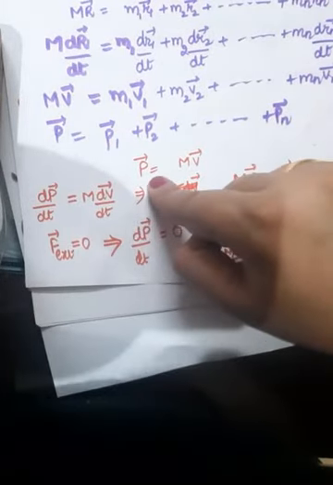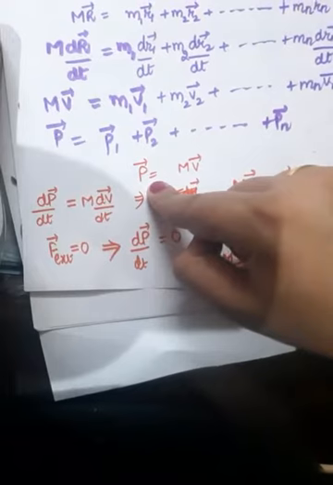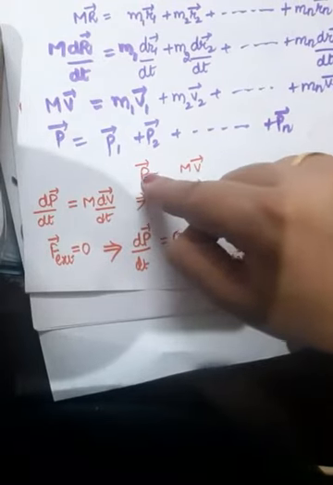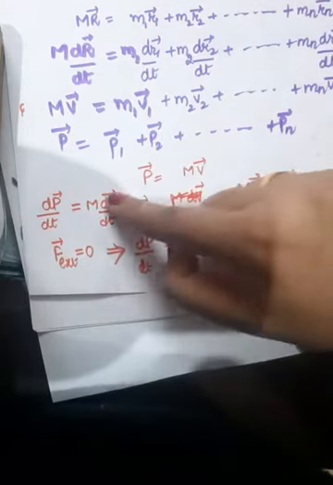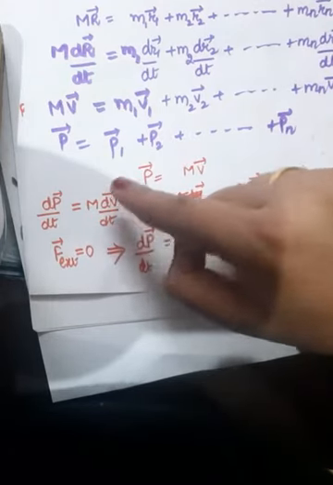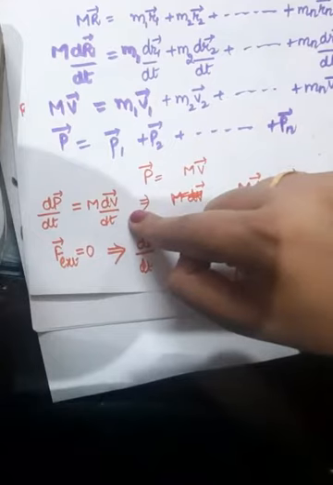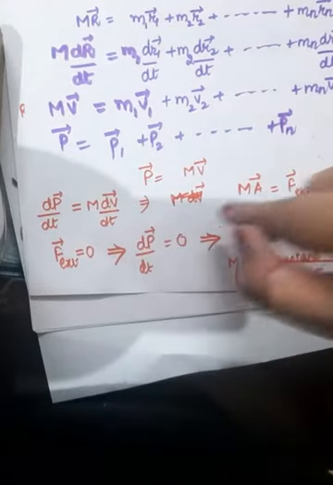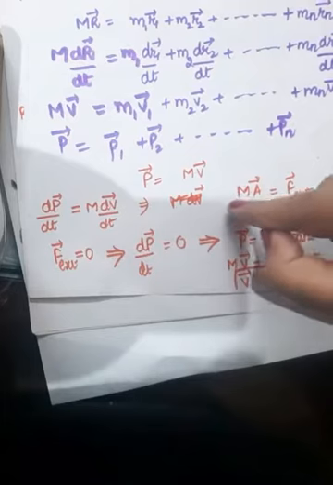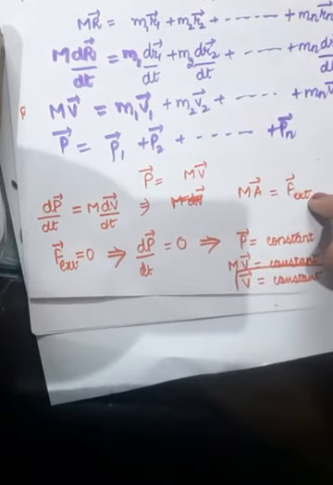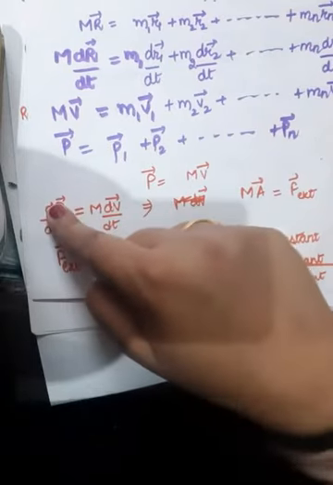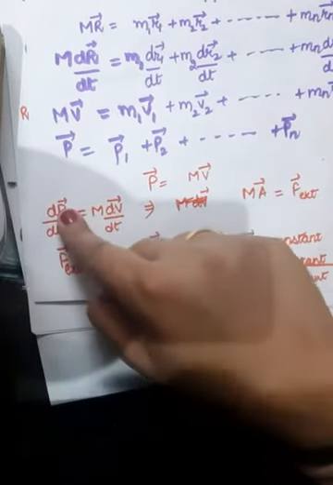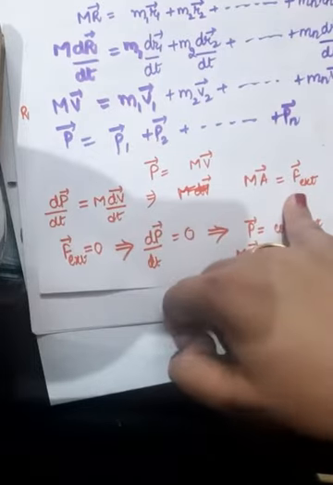Okay. Now next step is this. If I differentiate this equation, it is going to become dp by dt equals mass, constant, times dv by dt, but dv by dt represents velocity change per unit time, and velocity change per unit time is nothing but acceleration, and mass into acceleration is nothing but external force. So dp by dt, which is the derivative of linear momentum of center of mass, becomes equal to external force.